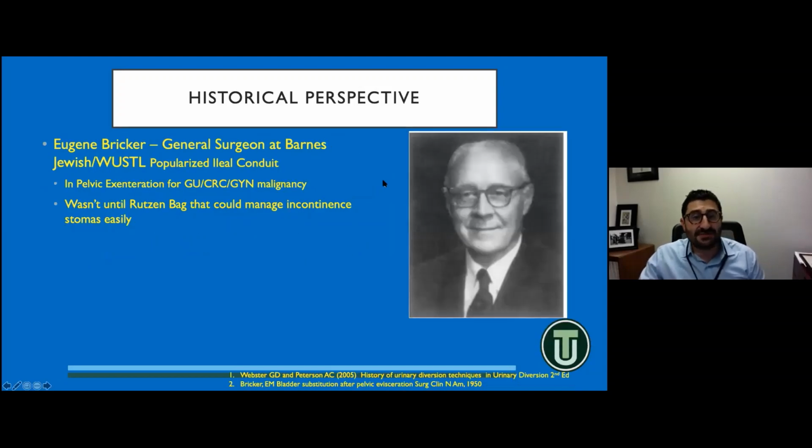Eugene Bricker was a general surgeon in St. Louis who popularized and first described the ileal conduit, and described these in patients undergoing pelvic exenteration for a variety of pelvic malignancies. It wasn't until really the Rutzen bag that they could manage these incontinent stomas easily.